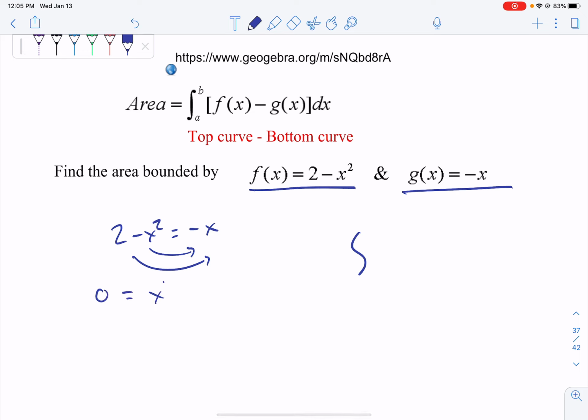So 0 equals x squared minus x plus 2. Nope, not plus 2. Bad math. X squared minus x minus 2, which means when I factor, I'm going to end up with an x minus 2 and an x plus 1, which means that my x's are 2 and negative 1. Okay, I'm not going to go through that any slower. We've been doing that for a couple of years now.